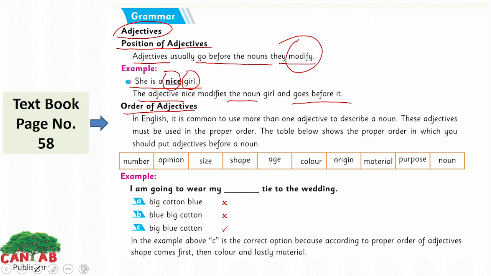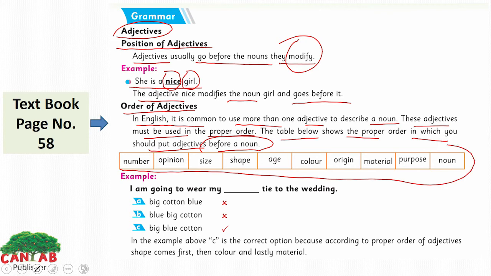Order of adjectives. In English, it is common to use more than one adjective to describe a noun. These adjectives must be used in the proper order. The table below shows the proper order in which you should put adjectives before a noun. I hope you have seen this table of order of adjectives in your previous classes. So here we have the adjectives of number, which we also call adjectives of quantity, then opinion, size, shape, age, color, origin, material, purpose, and then in the end, our noun.